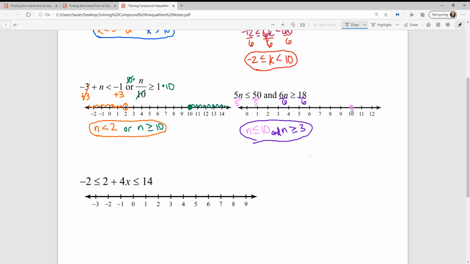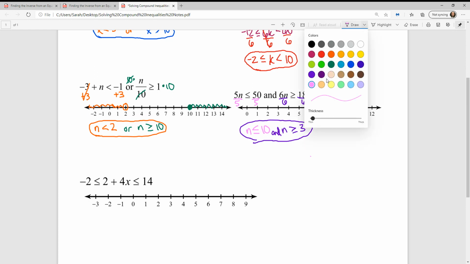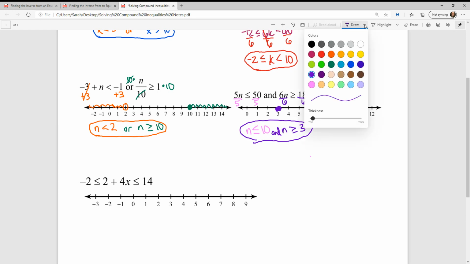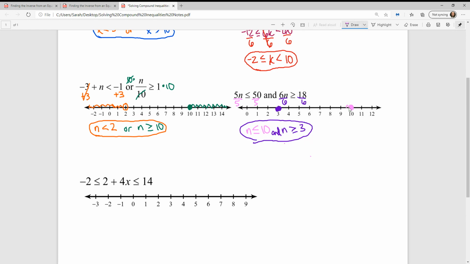Closed circle on 10. Closed circle on 3. And then let's do our shading. Less than or equal to 10 means we need to go to the left of 10.